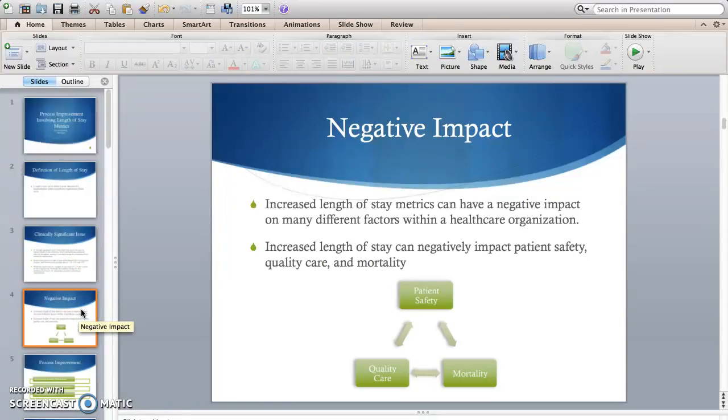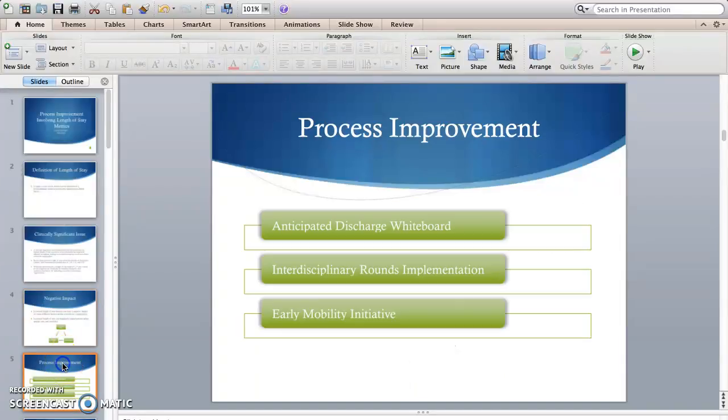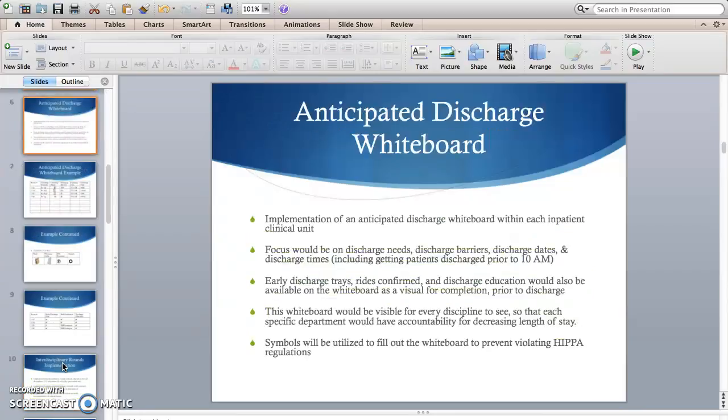So increased length of stay can have a negative impact within a healthcare organization. It can affect patient safety, quality of care, or mortality. So we've decided to do a process improvement related to length of stay, and we implemented 3 things to improve length of stay within the organization. This includes the anticipated discharge whiteboard, the implementation of interdisciplinary rounds, and the early mobility initiative.